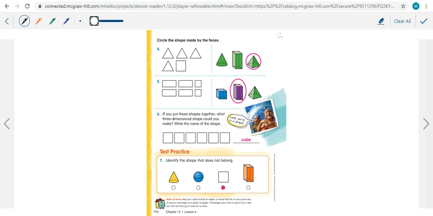Number 7, identify the shape that does not belong. It's the third one. Why? Because the other ones are three-dimensional shapes, and the third one is a two-dimensional shape.